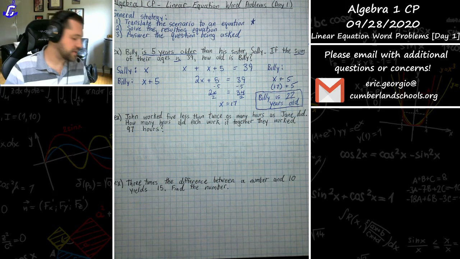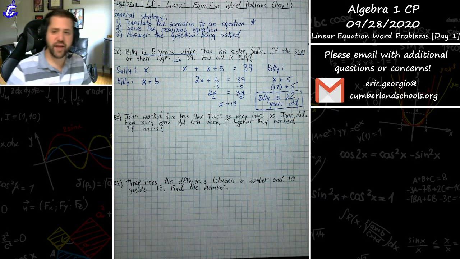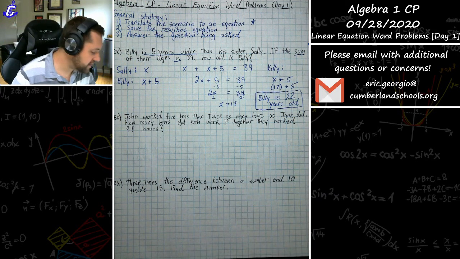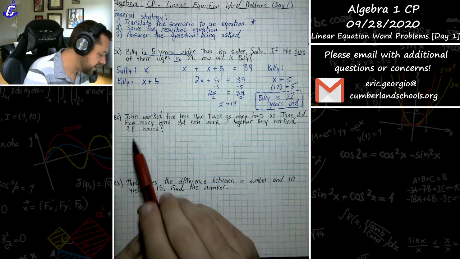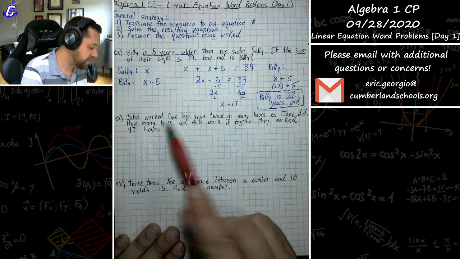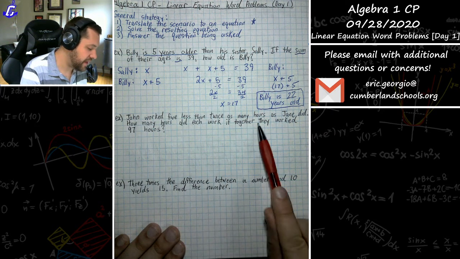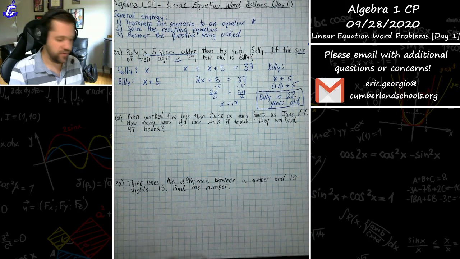Let's do a couple others. I remember always struggling with these when I was younger. But now that I kind of understand how to translate them, I don't think they're that bad anymore. I think it's important that you try to do the same sort of process. It says, second problem, John worked 5 less than twice as many hours as Jane did. So that statement, I remember being very confused at statements like that.